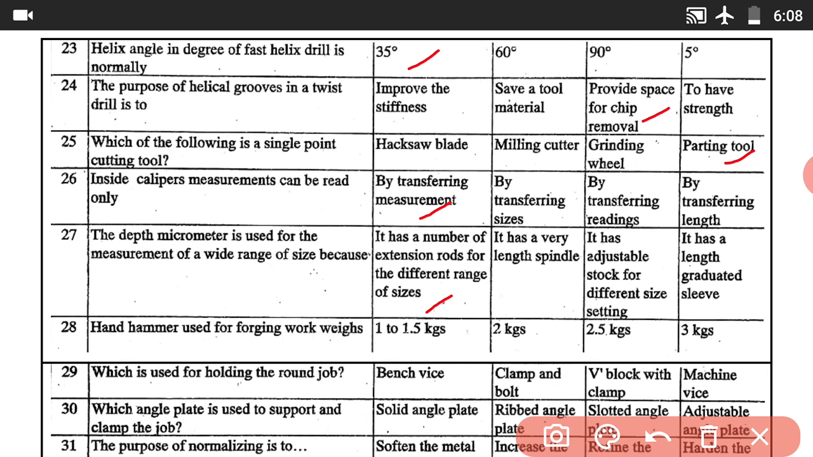Question number 28. A hand hammer used for forging work weighs dash. The answer is 2 kilogram. Option B is the correct answer, 2 kg.